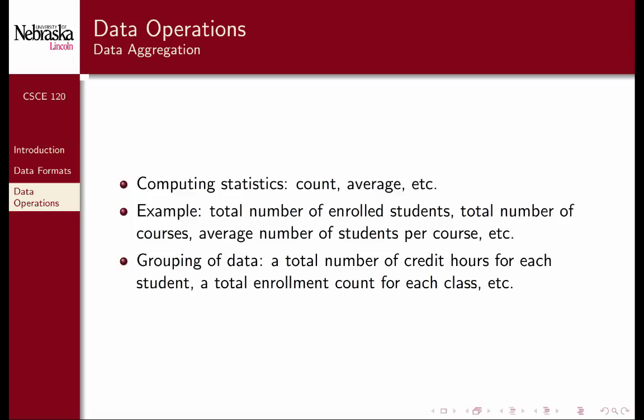We also might need to group the data. For example, what if we wanted a total number of credit hours for each student to ensure that they weren't over-enrolled or under-enrolled? Or we might want a total enrollment count for each class to make sure that each class wasn't over or under-enrolled. This would require grouping data according to either student or to course.